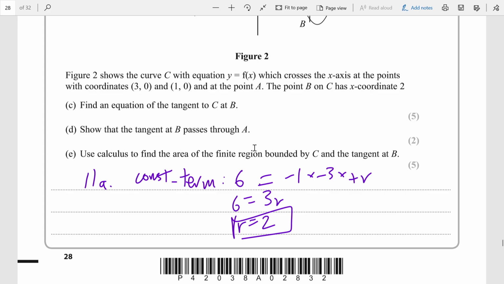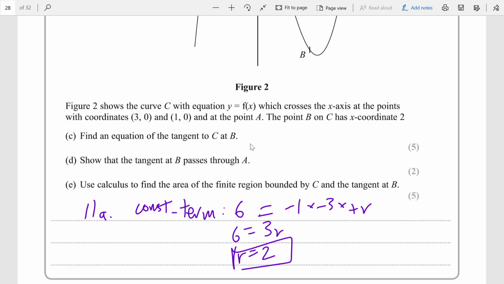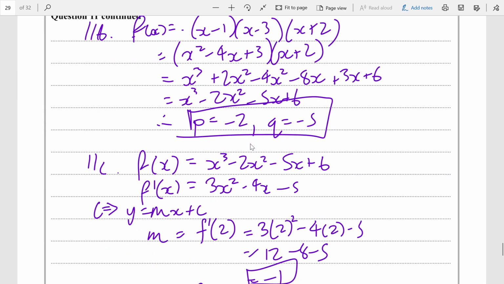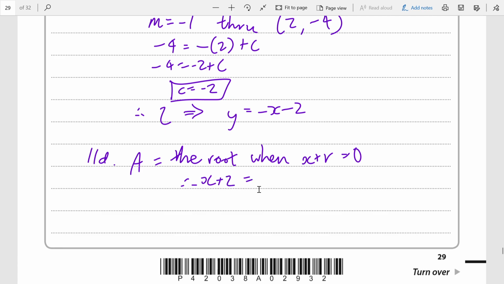Show that the tangent at B passes through A. Okay, so I think we're going to have to find the point A and show that it works at B. And of course, A is going to be the root when x plus 2 is equal to 0. Therefore, x plus 2 will be 0, y will be 0, to make the whole equation 0, or the fact that x will be negative 2 and y will be 0.